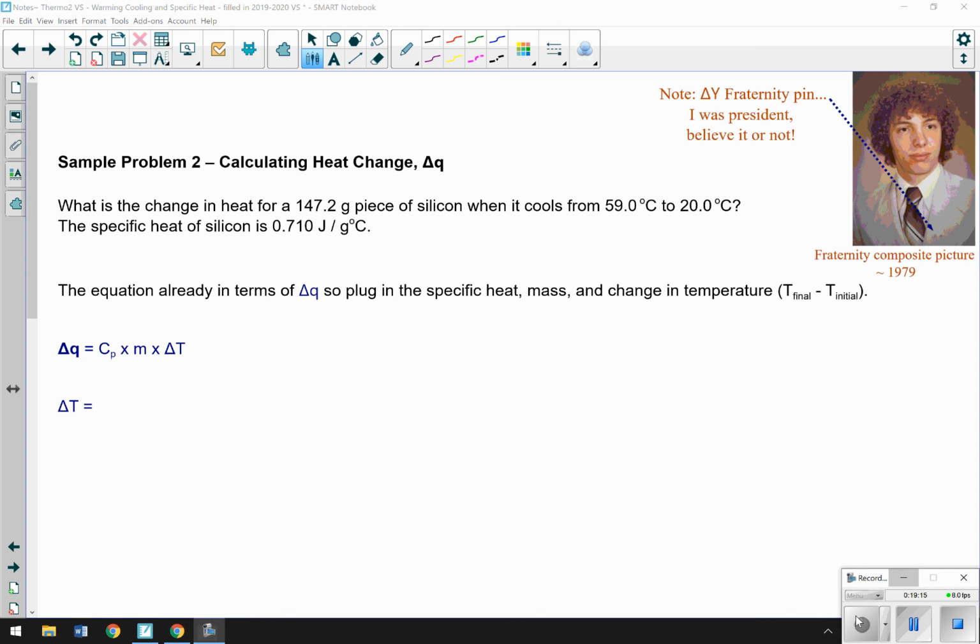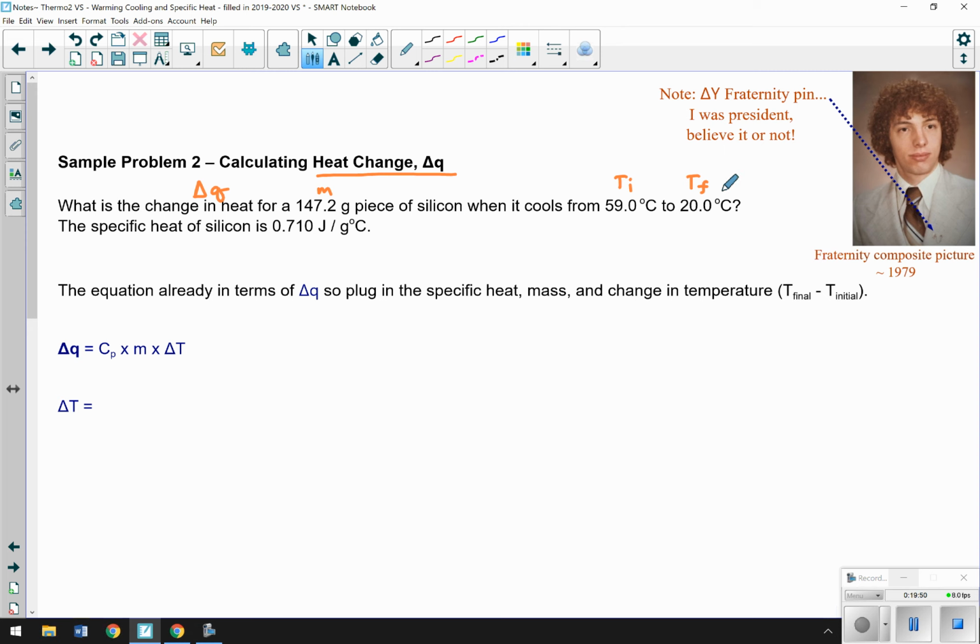Okay, variation number 2. You can use the specific heat equation to calculate the heat change for an object, kind of like I did for the macaroni and cheese example. So in this case, we want to know what is going to be the change in heat, so we want to solve for delta Q. If a 147.2 gram piece of silicon, that is my mass, cools, this is my temperature initial, this is my temperature final, and when you're cooling, the temperature is going down.